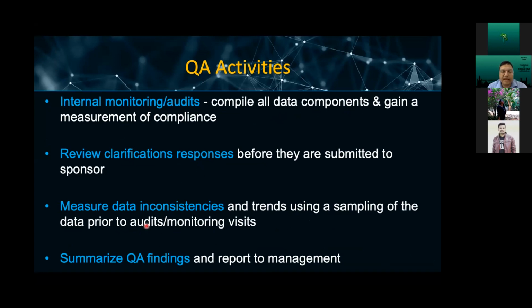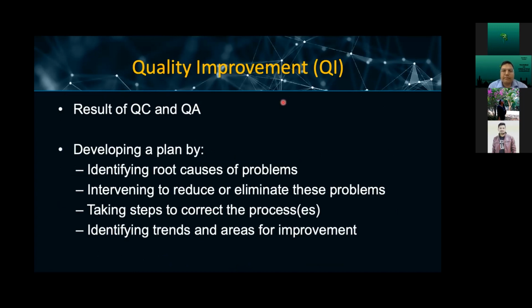So whenever we have an audit or monitoring to be done, we should measure the data inconsistencies and trends. And we should summarize all the findings of the quality assurance and report it to the management to take necessary steps. So how can quality improvement be done?